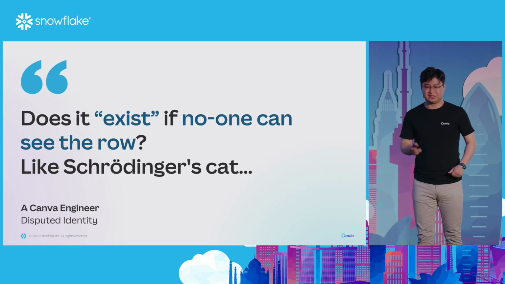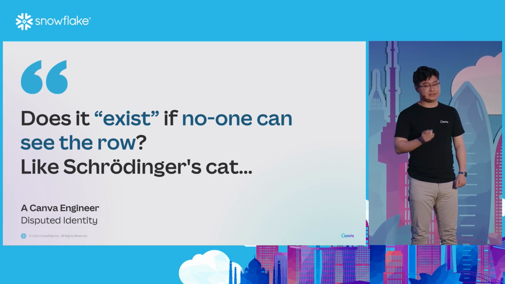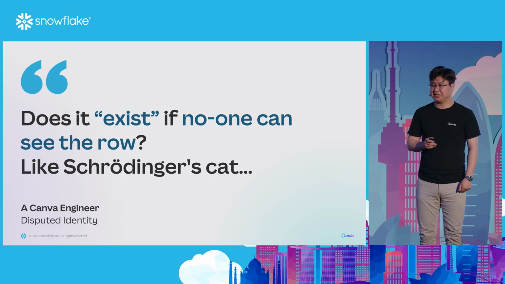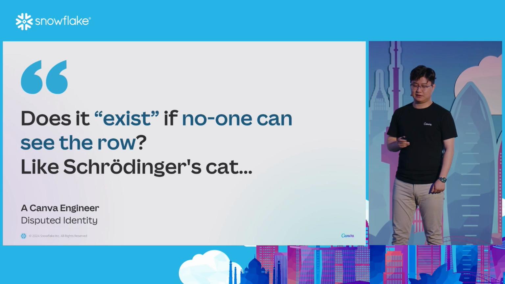This leads to a question the team had when we were first researching how we were going to do this project. Does a data row exist if nobody can see the row, like Schrödinger's cat?